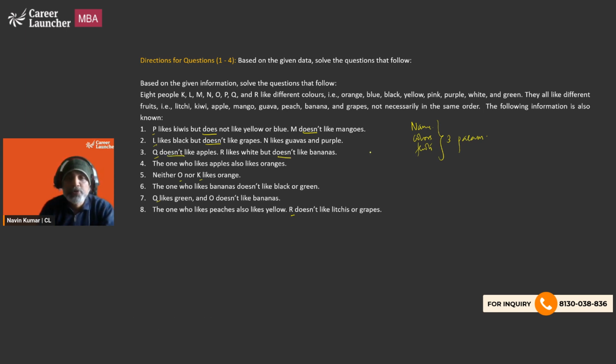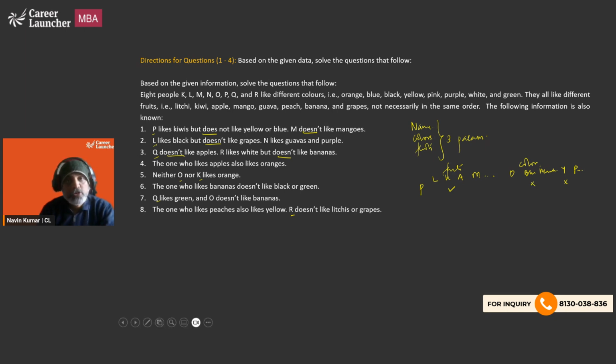In the matrix, we are going to put ticks and crosses depending upon which particular relationship exists or doesn't. So basically, we will have P, and then we will have the fruits over here with the fruit names written as lychee, kiwi, apple, mango, and so on. So when it says P likes kiwis, we are going to put a tick there. And then we will have another column, color, wherein we are going to have orange, blue, black, yellow, pink, and so on. And it says P doesn't like yellow or blue, so we are going to put crosses under it.